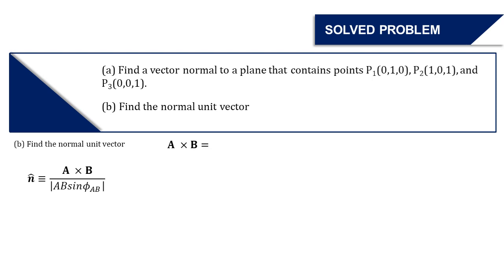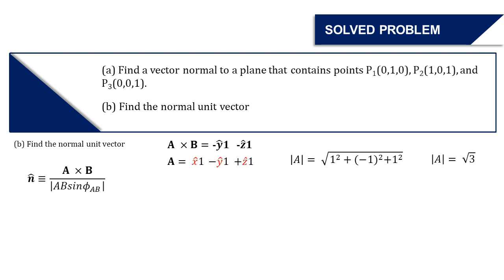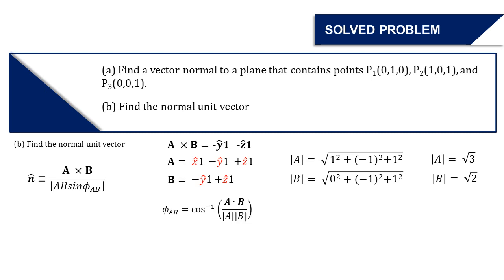Okay? We already have the cross product given by negative y hat 1 minus z hat 1. Then we already have the vectors a, x hat 1 minus y hat 1 plus z hat 1. So, kung meron na tayong vector, makukuha natin yung kanyang magnitude, and that would be equal to the square root of 3. Then yung b naman, b is equal to negative y hat 1 plus z hat 1. Therefore, yung ating magnitude ng b would be equal to square root of 2. So, unti-unti na natin nasasagutan ito.